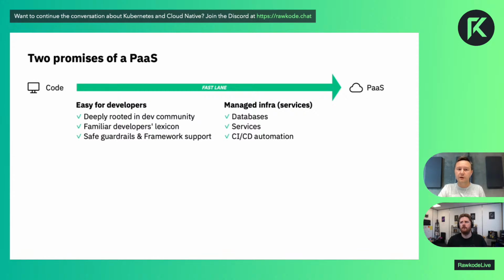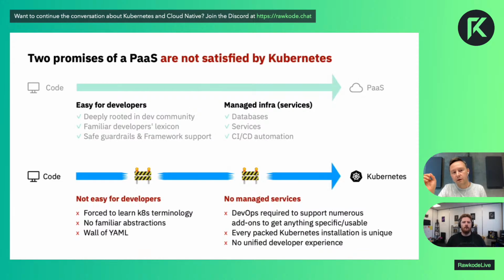Many people think that Kubernetes is the answer, because you bundle everything in a container image, throw it into Kubernetes, and Kubernetes is smart enough to realize how to run it. But actually, Kubernetes fails to fulfill both of these core promises, I believe. First of all, it's not easy for developers because, as I've just said, it forces you to use Kubernetes' own terminology, and it's weird, and it doesn't speak familiar abstractions for developers.